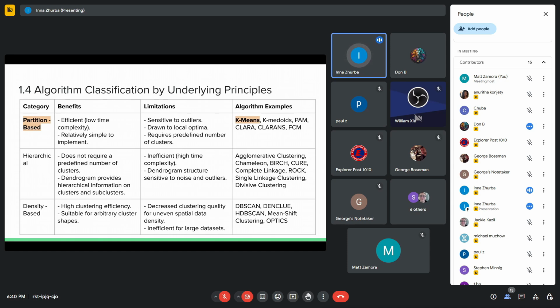So it's pretty good if you have a large data set, basically. And it's relatively simple to implement. You will see that it only has 3 steps. But of course, it has limitations that can be overcome. The algorithm by itself is pretty sensitive to outliers. It can also be drawn to local optima. We'll see how we can address that. And then it requires the predefined number of clusters, which we've already mentioned, hence the K in the k-means.